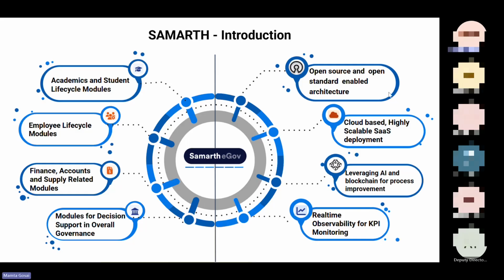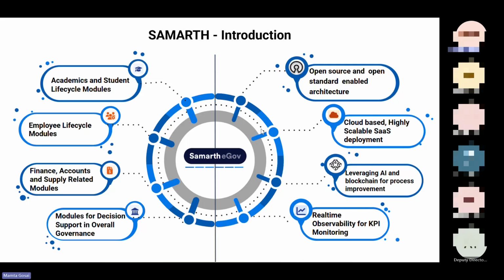If I talk about the features of Samarth, what are the features of Samarth? The first one is that it is open source and open standard enabled architecture. It is cloud based, highly scalable SaaS deployment. So basically, we use Amazon AWS cloud services. Second, it is SaaS deployed, which means software as a service. So basically, to start with the implementation of Samarth, the university just needs a good internet connection and computers. So these are the basic requirements to start with the implementation at the university level.